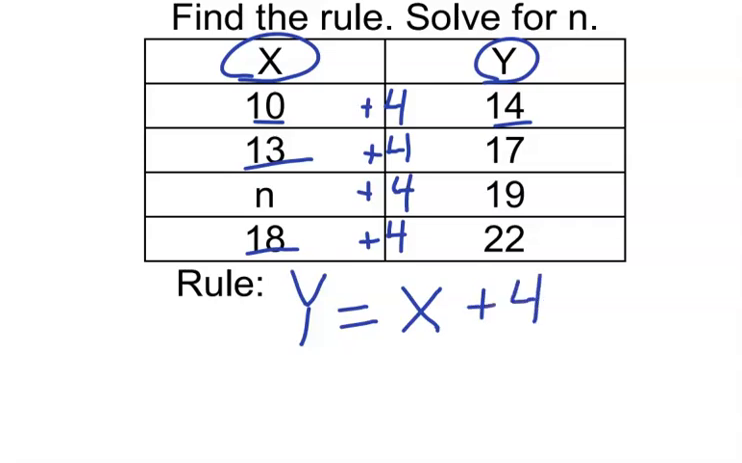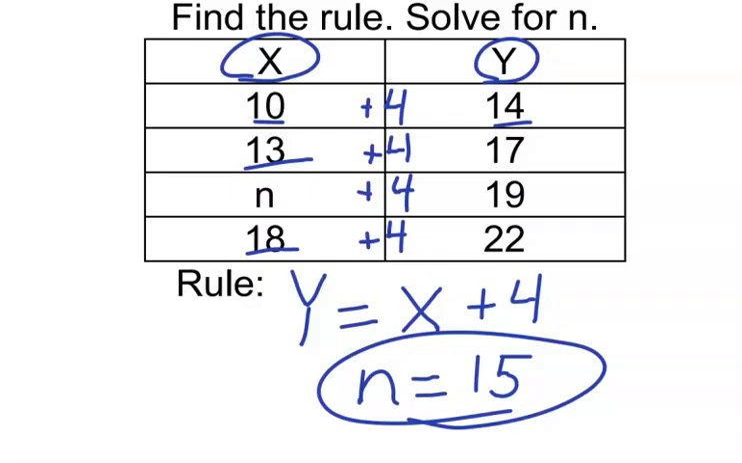All right, and then we have to solve for n, so what number plus 4 will give you 19? Yep, n equals 15. 15 plus 4 is 19, so n equals 15.